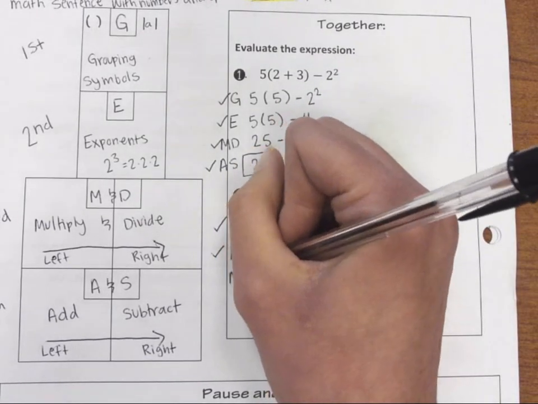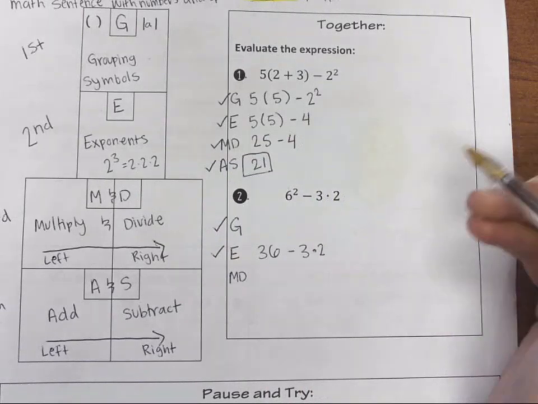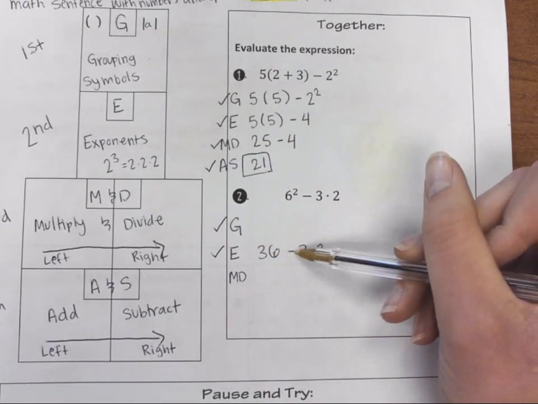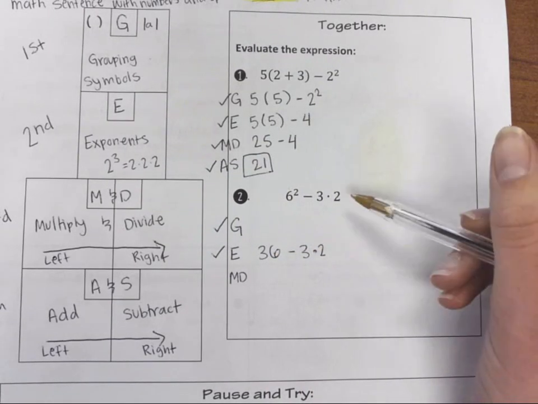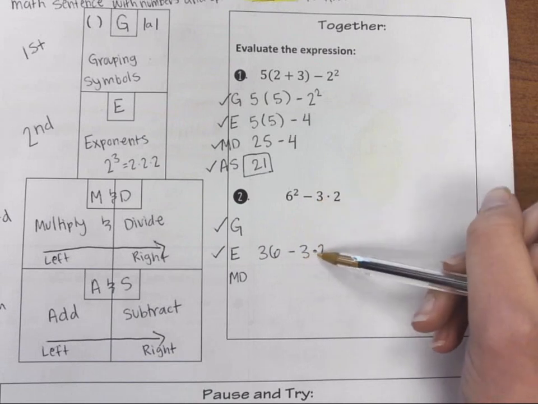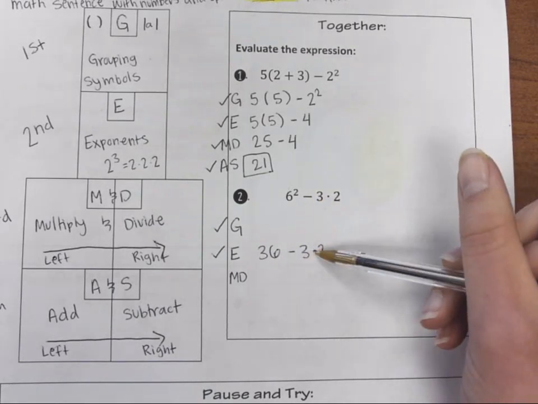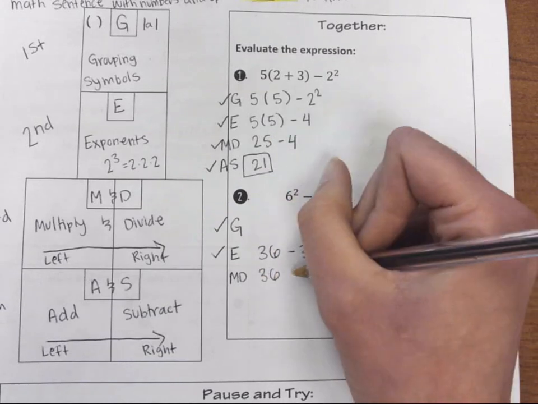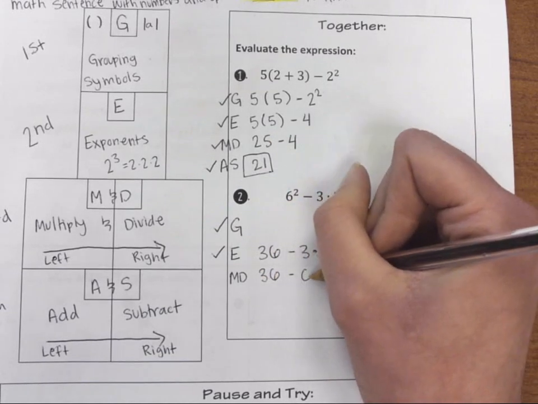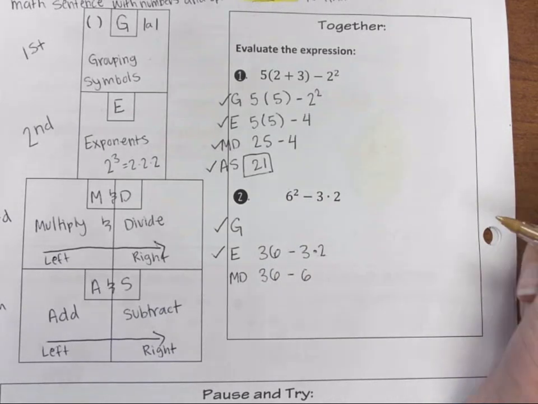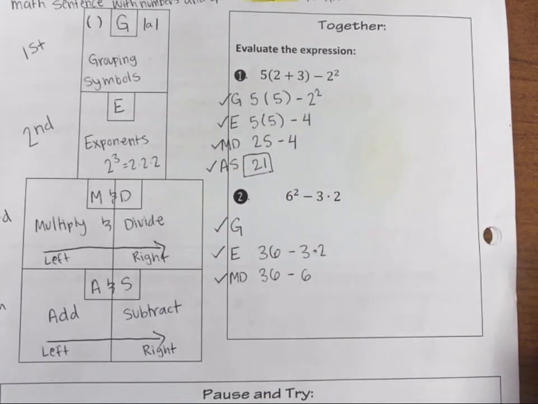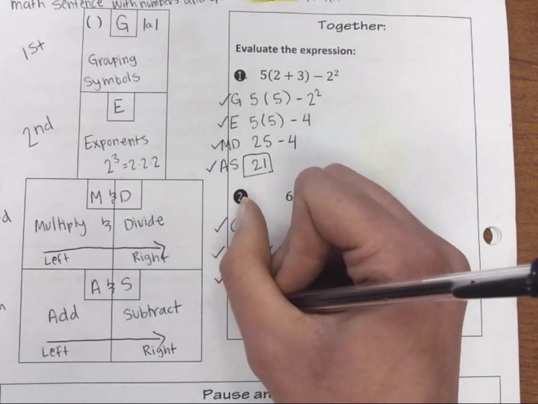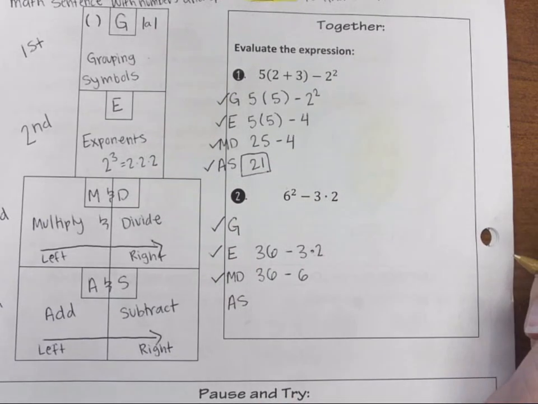Now I'm going to look at multiplying and dividing. Okay, 36 is subtracting those, so that one's taken care of for now. I'm going to look at this multiplication right here. 3 times 2 is 6. So my 36 stays the same for now. 3 times 2 is 6, so I have 36 minus 6. Check for step 3.